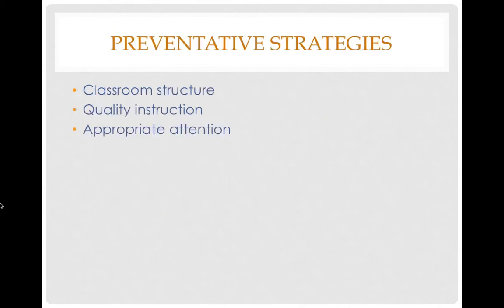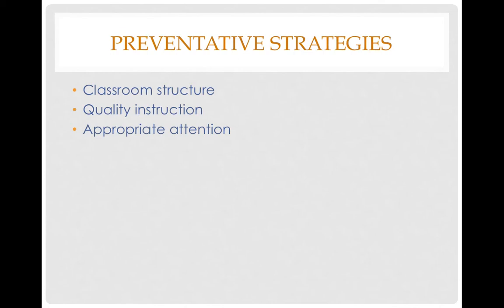Overall, preventative strategies can be done. Classroom structure is one area that is very important. Classroom structure includes everything from the arrangement of seats and the student's proximity to possibly the front of the room. It could include who the student is sitting next to. It also includes having very clear expectations for the class.